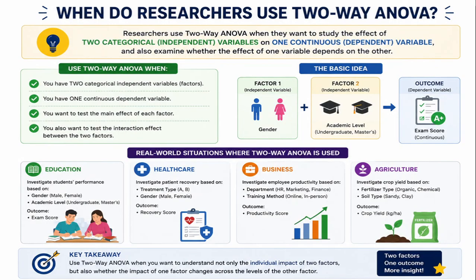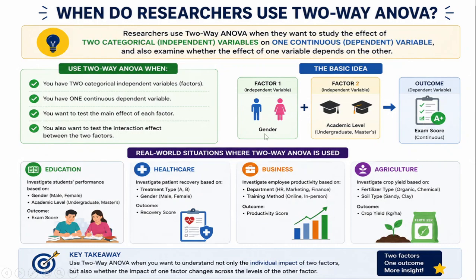Now, when do researchers use two-way ANOVA? Researchers use two-way ANOVA when they want to study the effect of two categorical independent variables. So the categorical variables are independent on one continuous dependent variable. The continuous variable must depend on these ones. So for example, we want to predict the exam score, and then based on these are the two categorical variables, gender and then academic level. So these ones are independent, and then this becomes dependent.